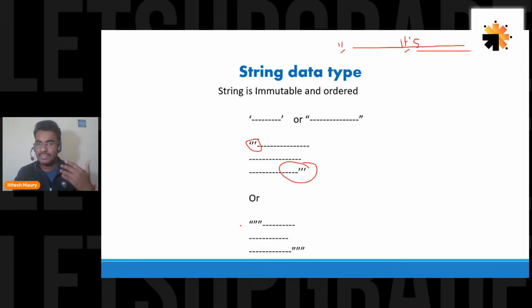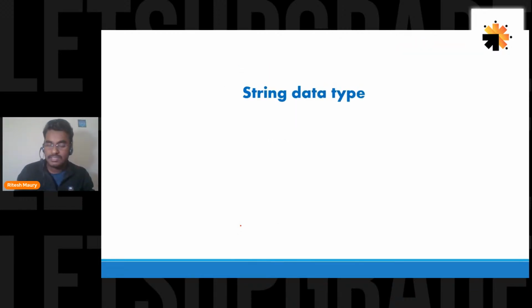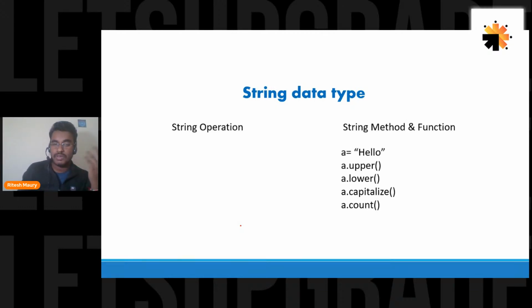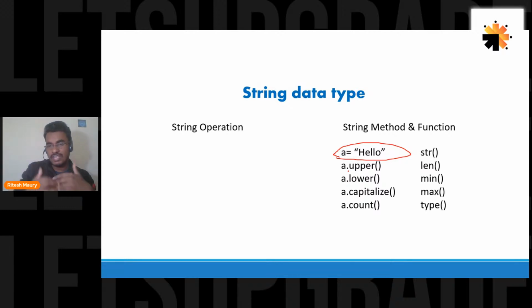Every data type has different operations and methods, right? Some operations will be there, some methods will be there. Like, I think you guys are familiar, if you have a string like hello, you can use methods like uppercase, lowercase, capitalize, count, index, right? These are methods. And functions are length, min, max, and type. I think you have a question: why am I separating these? If you check on the internet or in books, they directly write string, method, and function.